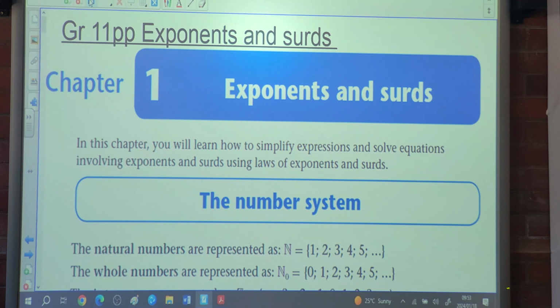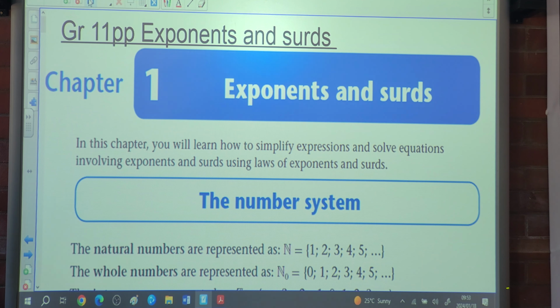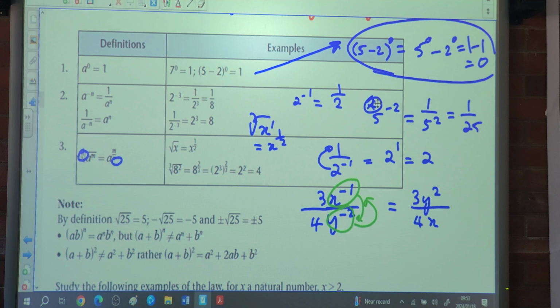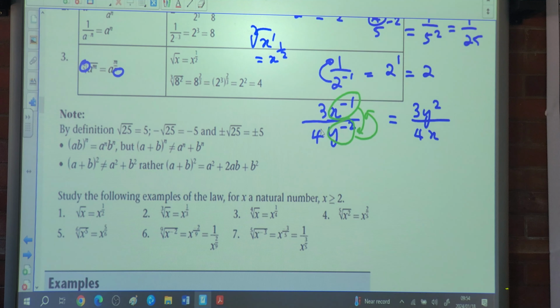Okay, good morning class. Second part of this lesson here, we're looking at exponents and surds. So at this point we have discussed the laws of exponents that we dealt with extensively in grade 10. Something I wanted to highlight here that is an often made mistake is that 5 to the negative 2 is written as 1 over 5 squared and not 2 over 5. So 1 over 5 squared, which is 1 over 25.